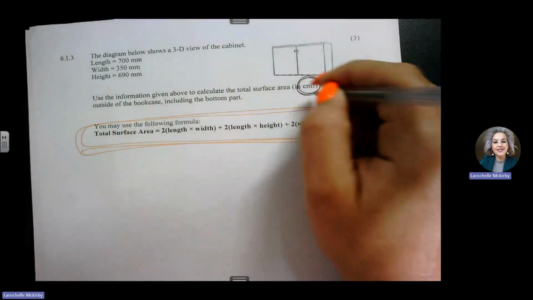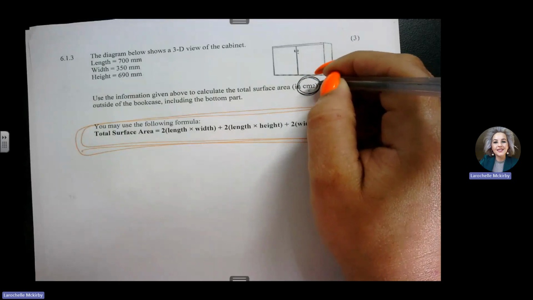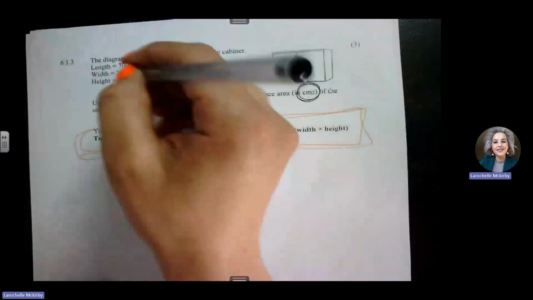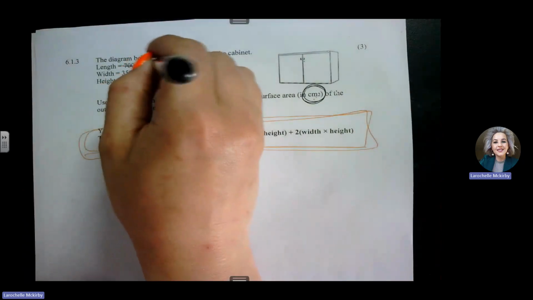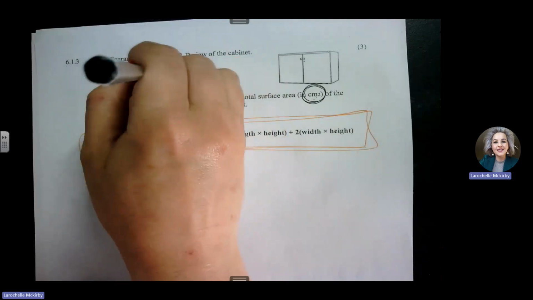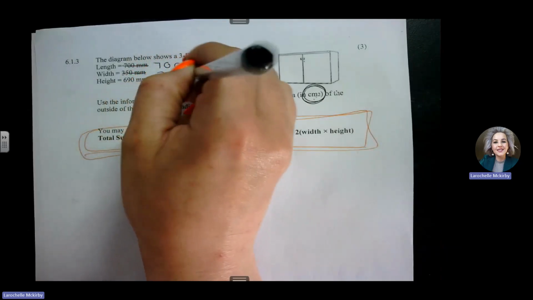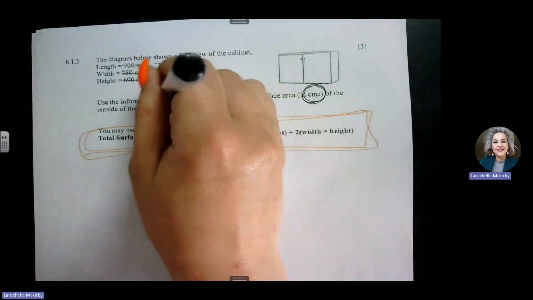So let's start. But before we can, what is this? We need to calculate the area in centimeters. So can I use these units that are given here? No, I need to convert everything to centimeters before I start. Now we have done a lot of conversions, so I'll just give it to you this time.